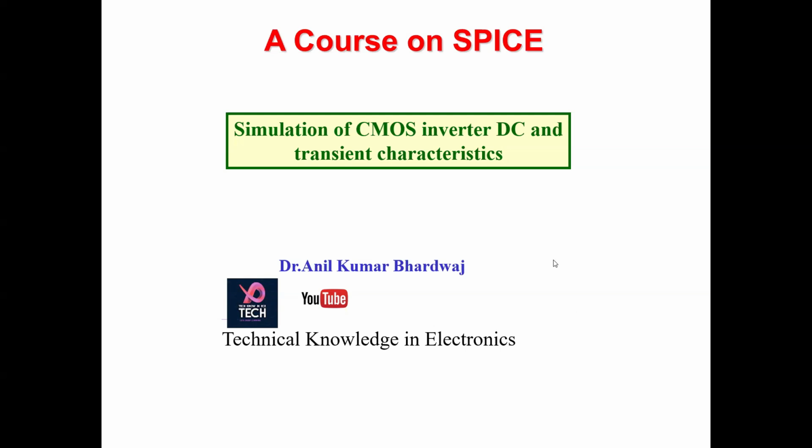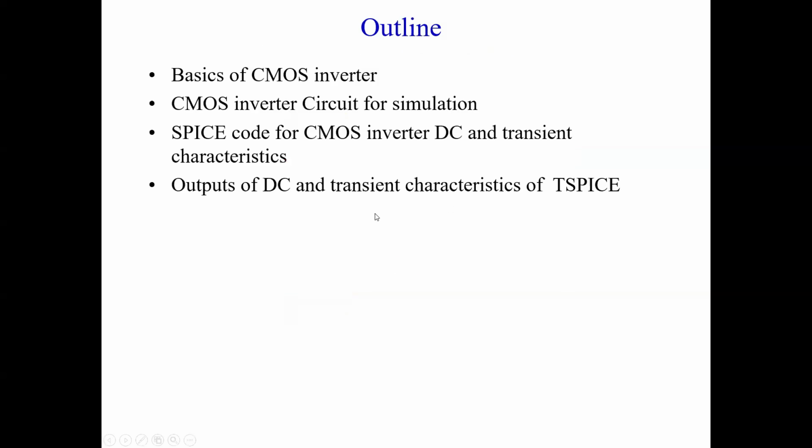So let's go on to simulation of CMOS inverter, DC and transient characteristics. Here, first we are just going to get a glimpse of the CMOS inverter, which you might be aware of. Then how you're going to simulate it, then SPICE coding. Basically, there are two types of simulations. One is related to DC characteristics, and another is related to transient characteristics. When we talk about these two, the code is almost the same. The change is in the control lines and how you're going to plot them. That I will show you.